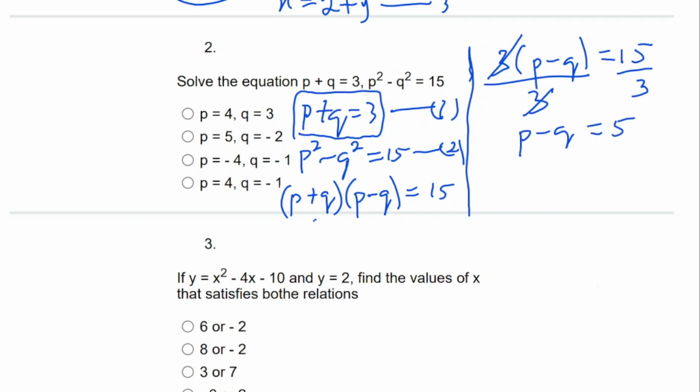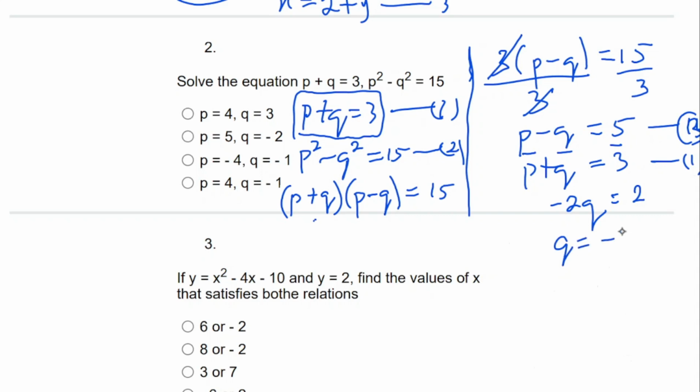This will then give us equation 3. Equation 3. We can bring equation 1 down: p plus q equals 3. So we can then solve this simultaneously. We can subtract, eliminating p. So p cancels p. That's minus q minus plus q, which is minus 2q equals 5 minus 3. That is 2. So therefore, q equals minus 1.